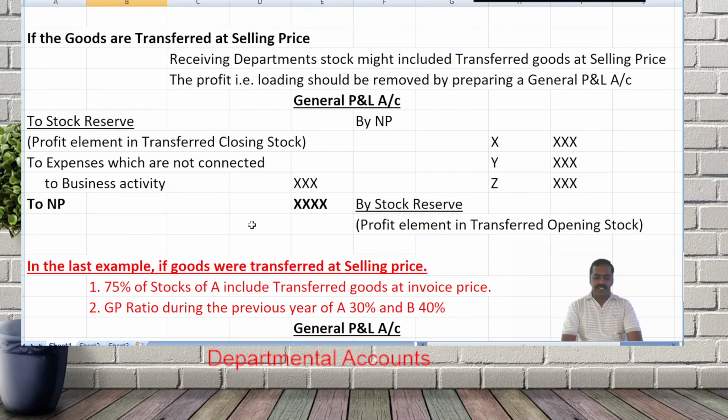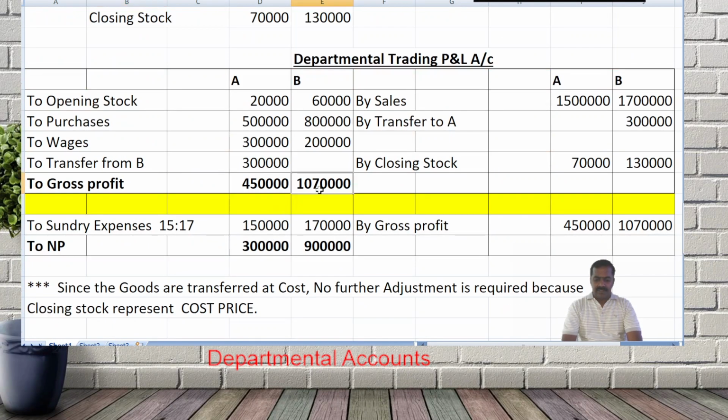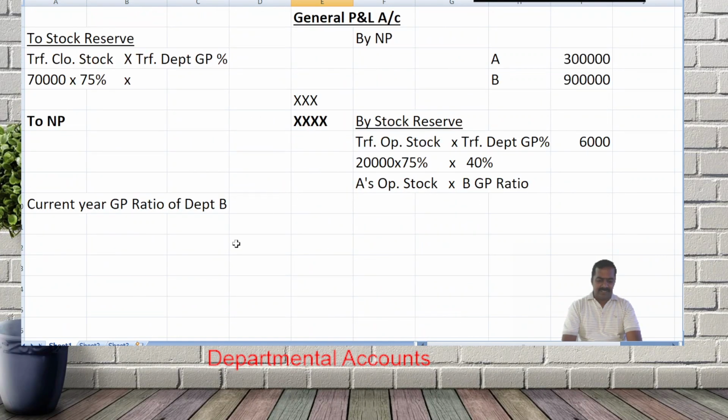Think. What is the gross profit? 10,70,000 divided by... wait. Normally, how do we work out the GP ratio? Gross profit divided by sales into 100.